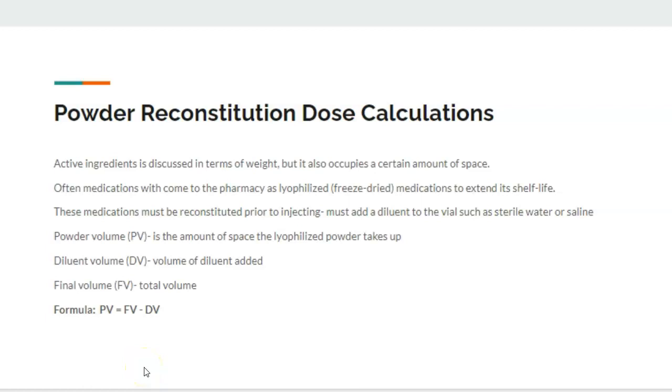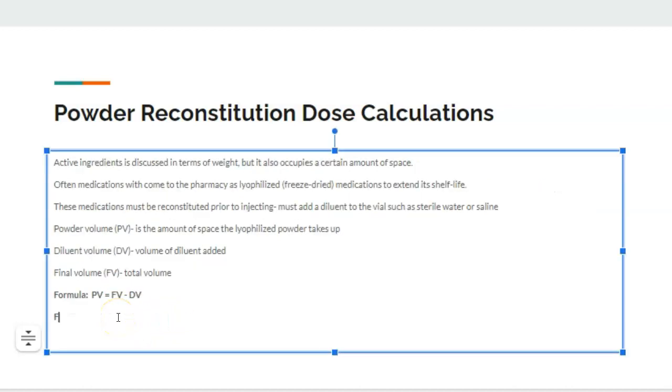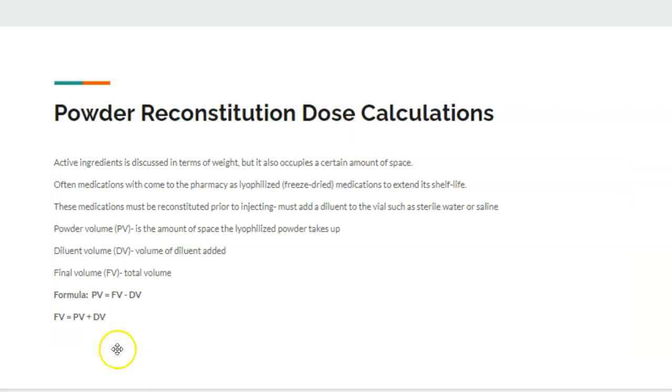Usually I calculate this algebraically. I put in all my answers and then I just solve for X. That way I only have to memorize one formula. But that's up to you. If you want to memorize all the formulas, you can also type FV equals PV plus DV. That's another formula as well. So that's up to you, whatever you want to memorize.